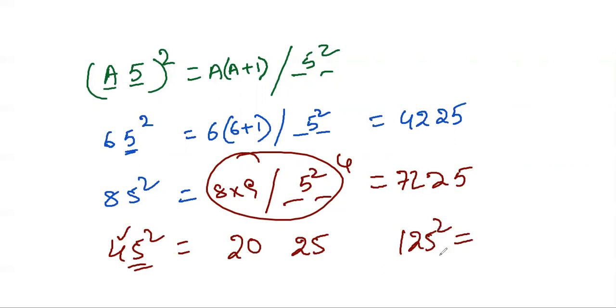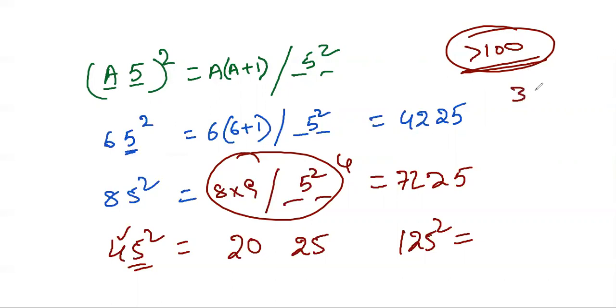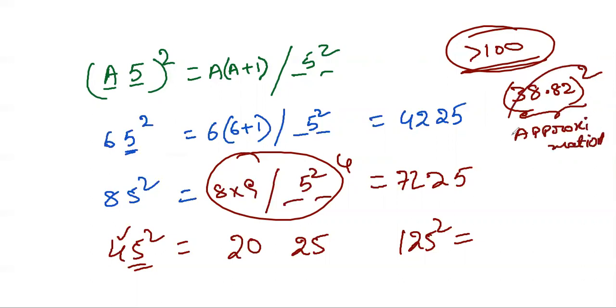For example, 125 square. Just generally I am saying, this much of square numbers they will not ask, that is more than 100. Greater than 100 values you will never get in your calculations. If you are getting that type of calculation, sir, I am having 38.82 whole square, then it is compulsory approximation. You can take this value as 39 square. The value is 1521. You can do it in your mind. No need of doing any extra calculations.